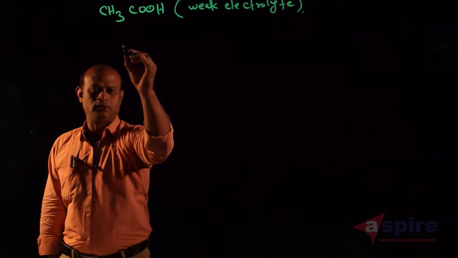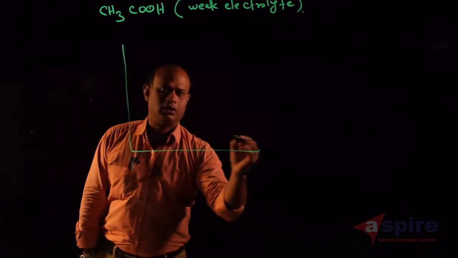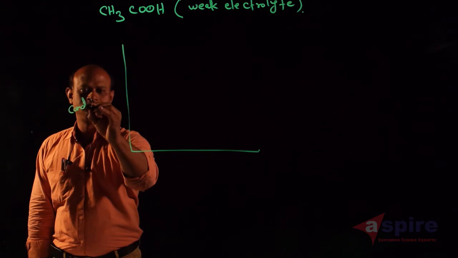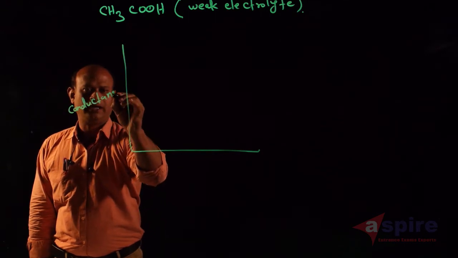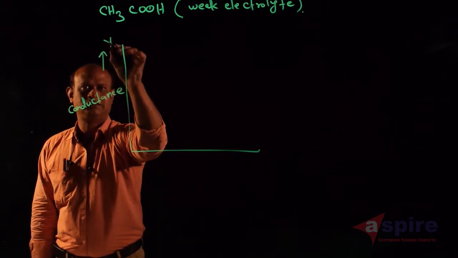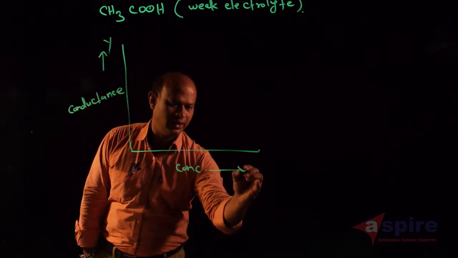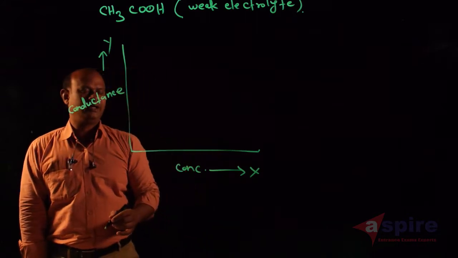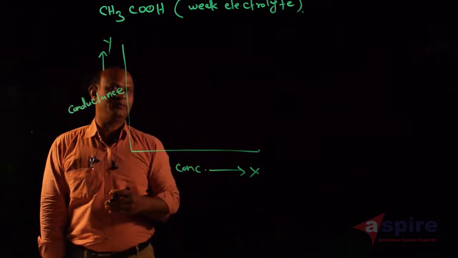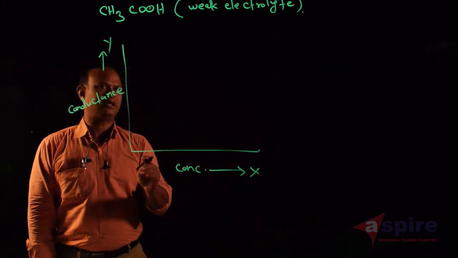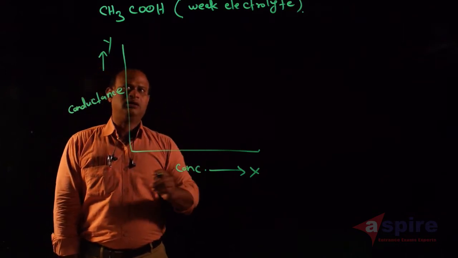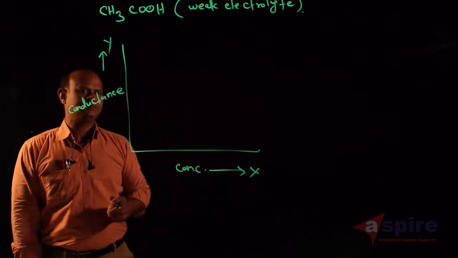So with respect to conductance, I am going to take conductance on the y-axis and concentration on the x-axis. In the given graph, we have several graphs. We are going to identify which graph is the correct graph for our consideration of acetic acid.